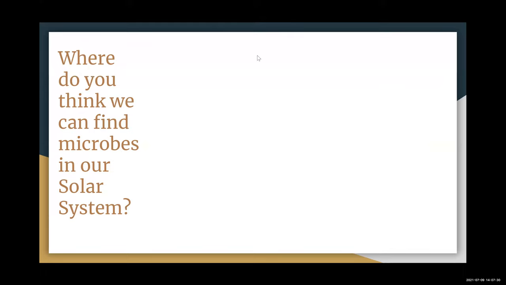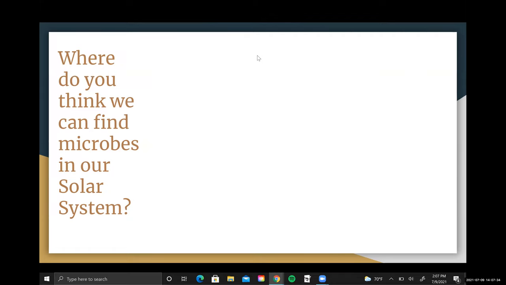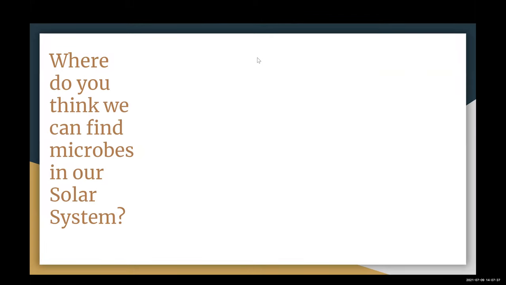I feel like we can find microbes in areas in our solar system, depending if they don't want to be found or something like that. They could be most likely extremophiles, meaning they're in either hot planets or places that are very cold, anything that has extreme environment. Yeah, so we can look for extremophiles in hot and cold places. That's a great option here, hot and cold places.